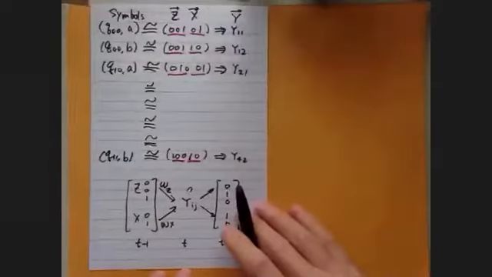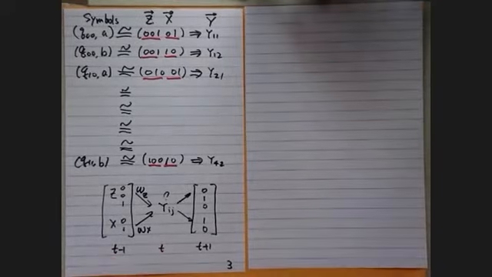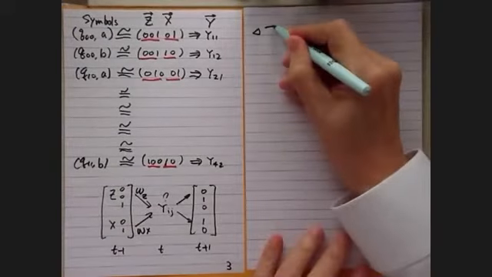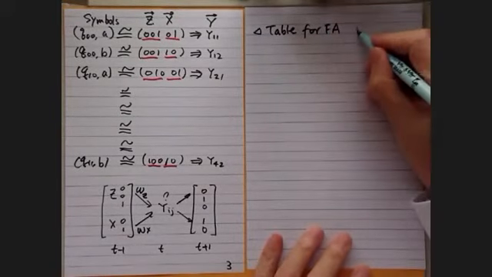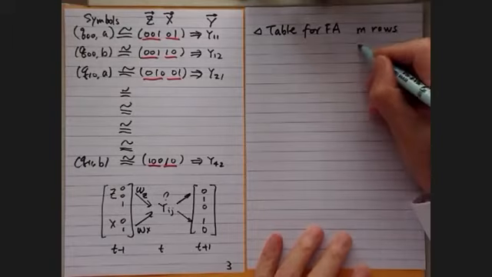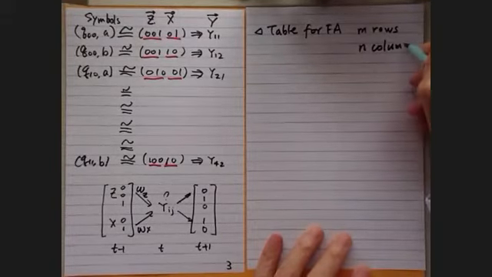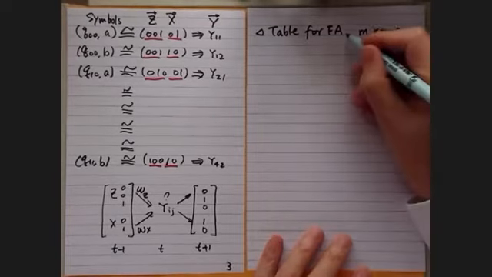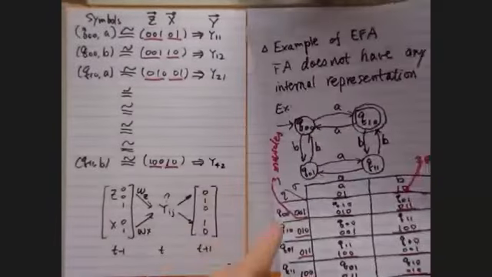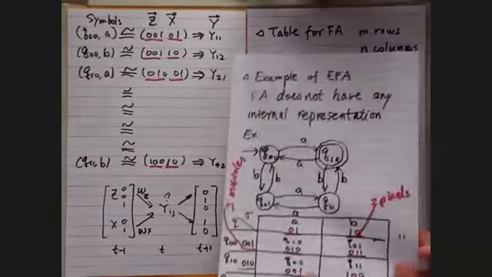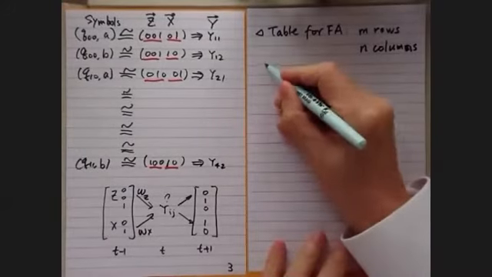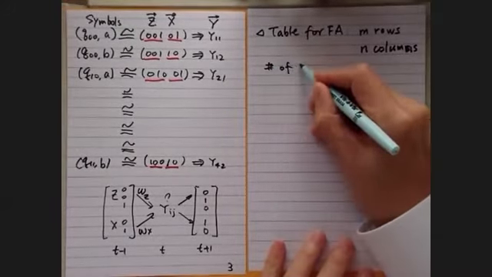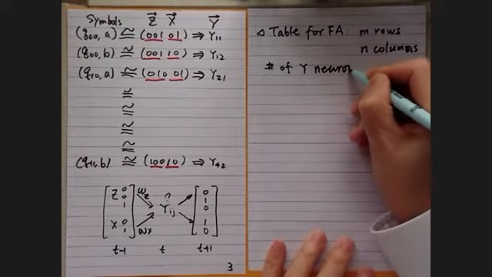So now I want to give you an overall table for FA. Our FA has M rows and N columns, right? The one we had, let me see, has four rows and two columns, all right? Any questions? All right. Then I want to see how many Y neurons, the number of Y neurons. How many? Anybody?